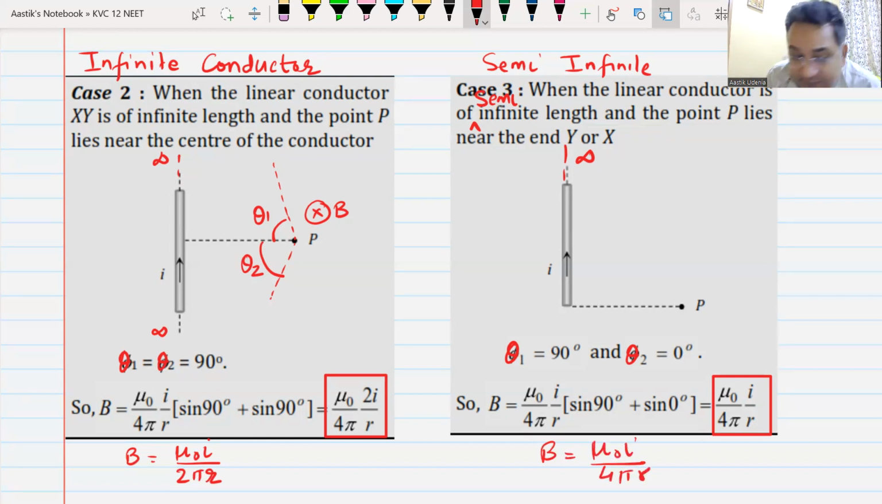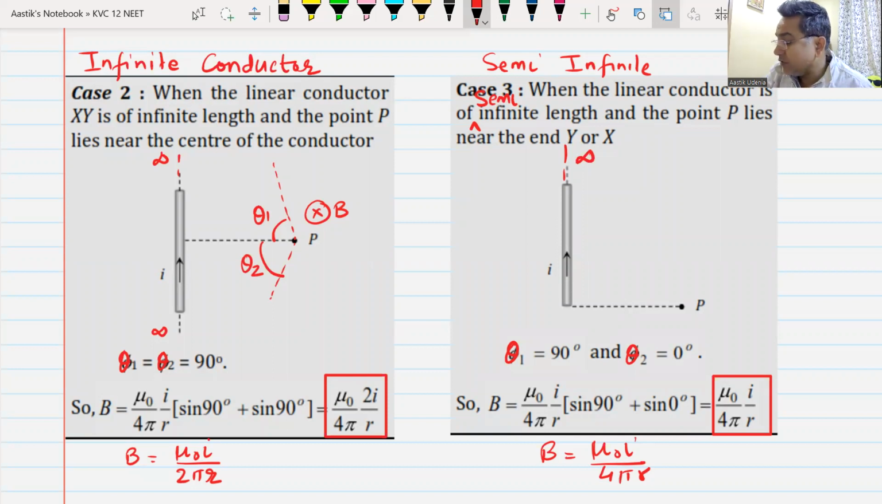Do we understand this? Yes or no? I'll give you 2 minutes to note this down. Let me know once you are done. Well, since you have done this, let us move on to the next case.